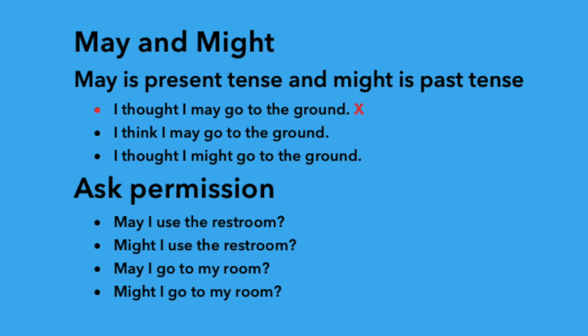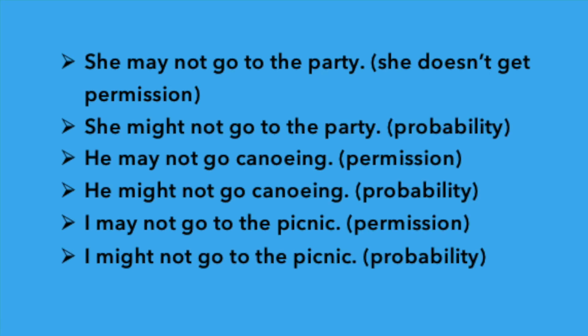There is one area that gets a little confusion when it comes to may or might for permission. That is when you use a negative hypothetical situation. For example, she may not go to the party. In this sentence, it sounds like she doesn't have permission to go to the party. If you are trying to clarify probability, you can use might instead. She might not go to the party. It shows probability.